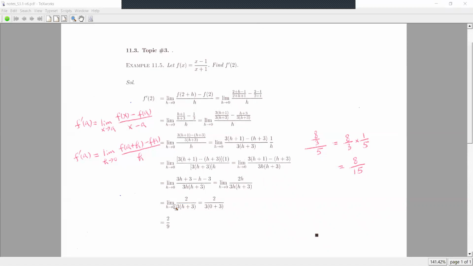Plug in the number 0 in h. So the limit is this number. This number is 2 over 9. Therefore, the derivative of this function at 2 is 2 over 9.